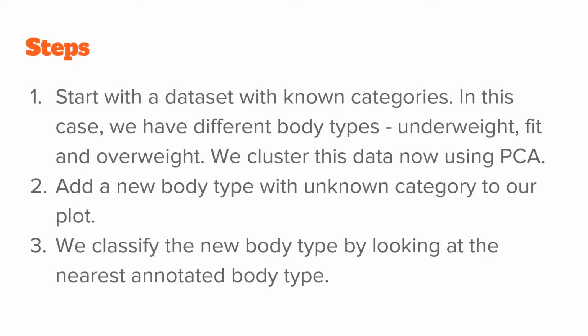What are the steps to implement KNN? Step 1 is to start with a data set with known categories. In this case, we have different body types: underweight, fit and overweight. So we'll cluster the data using PCA and we'll plot a scatter plot which will contain all the body types. Now, we'll add a new body type with an unknown category to our plot. After that, we'll classify the new body type by looking at the nearest annotated body type. We'll give a k value and predict what category the unknown type falls in using the k value.